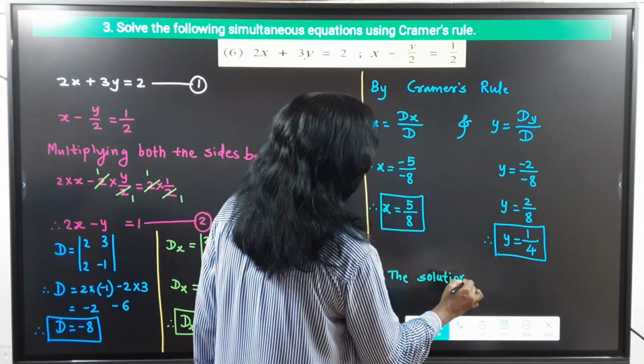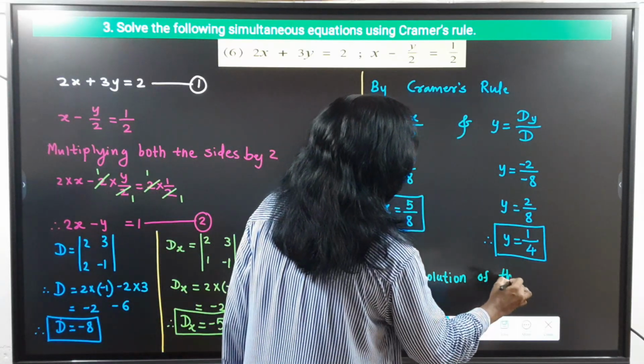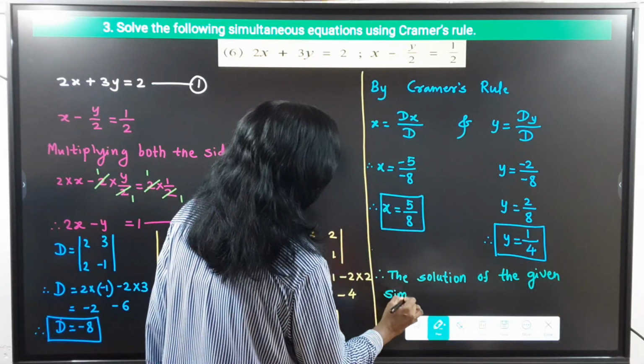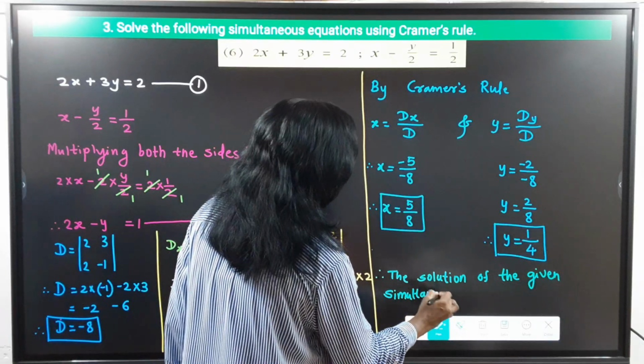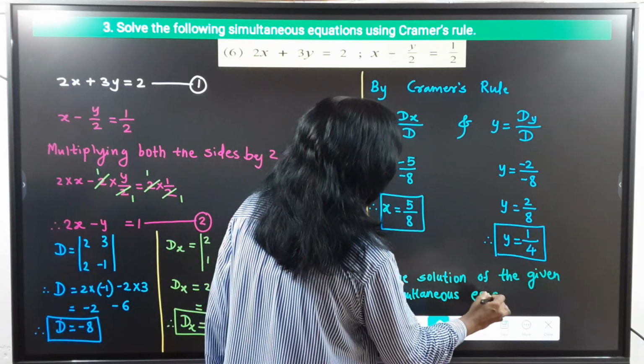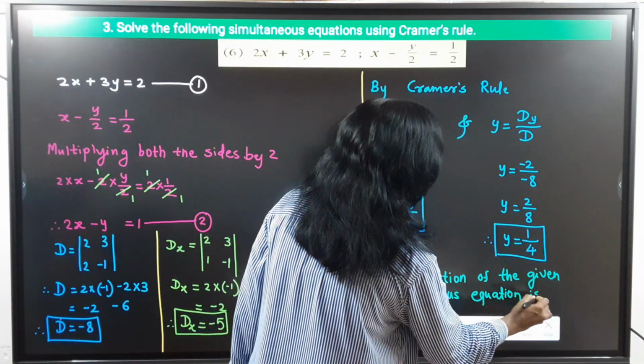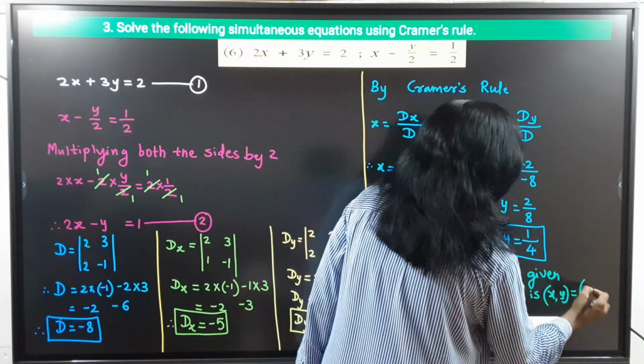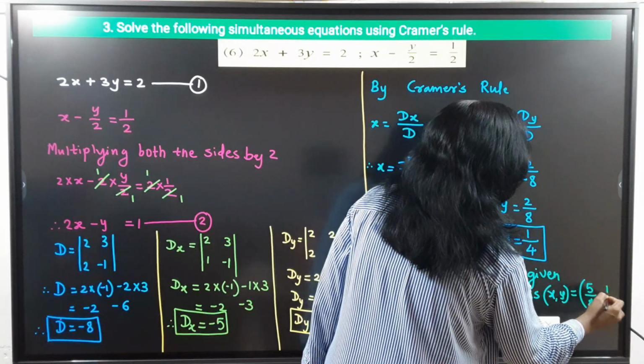Now here, students, finally we write down the solution of the given simultaneous equation. The solution of the given simultaneous equation is (x, y) is equal to (5 upon 8, 1 upon 4).